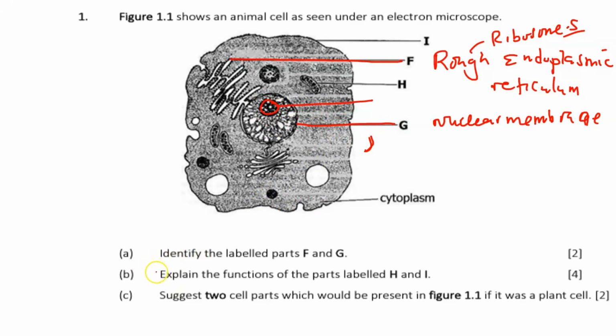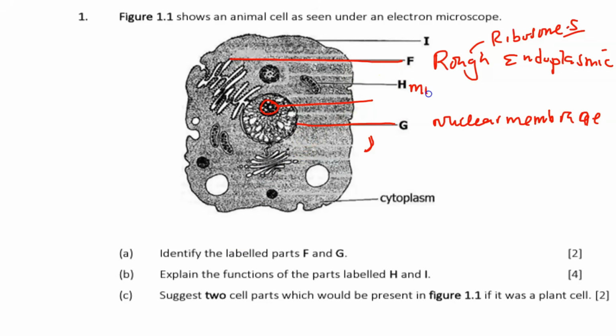Okay, so question B, explain the functions of the parts labeled H and I. What are the parts? For you to give the function, you need first to know them. So H right here is a sausage-like structure. That is the description, of course. Now, what is the name of the part that you are able to see right here? Okay, so the part that you are able to see is called the mitochondria.